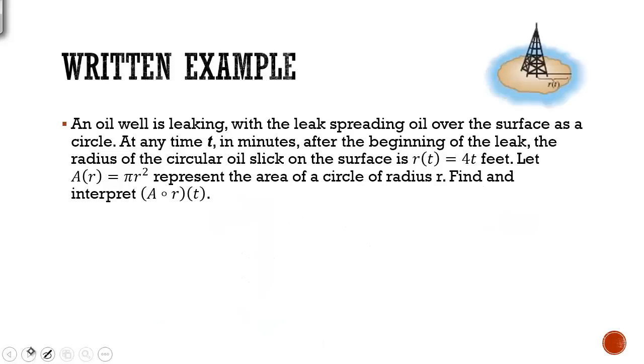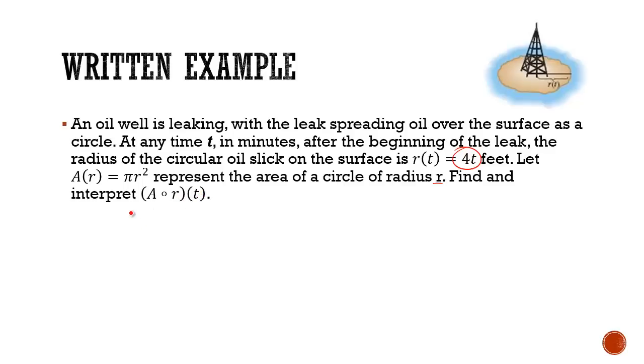Here's a written example of composition of functions. An oil well is leaking, with the leak spreading oil over the surface as a circle. At any time t in minutes after the beginning of the leak, the radius of the circle oil slick on the surface is 4 times the time in feet. There's also an area formula of pi r squared to represent the area of a circle based on the radius. So find and interpret A of R of t.